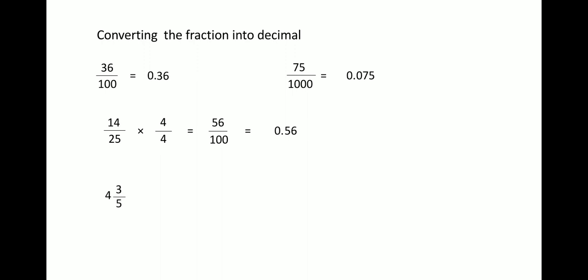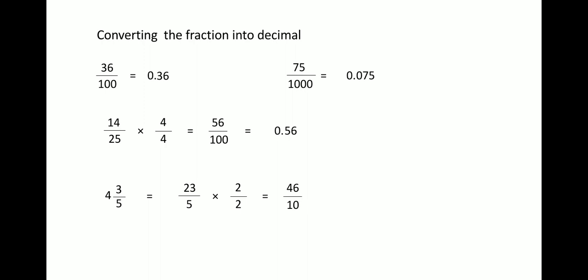Next example is 4 3 by 5. So it's a mixed fraction. 4 3 by 5 is equal to 23 by 5, that is the improper fraction. Now 23 by 5 is multiplied by 2 by 2, which results in 46 by 10.